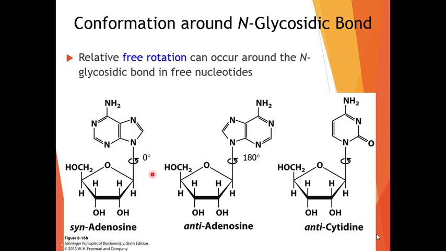Relative free rotation can occur around the N-glycosidic bond, as shown here. A rotation of about 0 degrees can happen in syn-adenosine, where this ring is directly above this sugar. And a rotation of about 180 degrees can result in anti-adenosine, as shown here. An anti-cytidine will look like this.